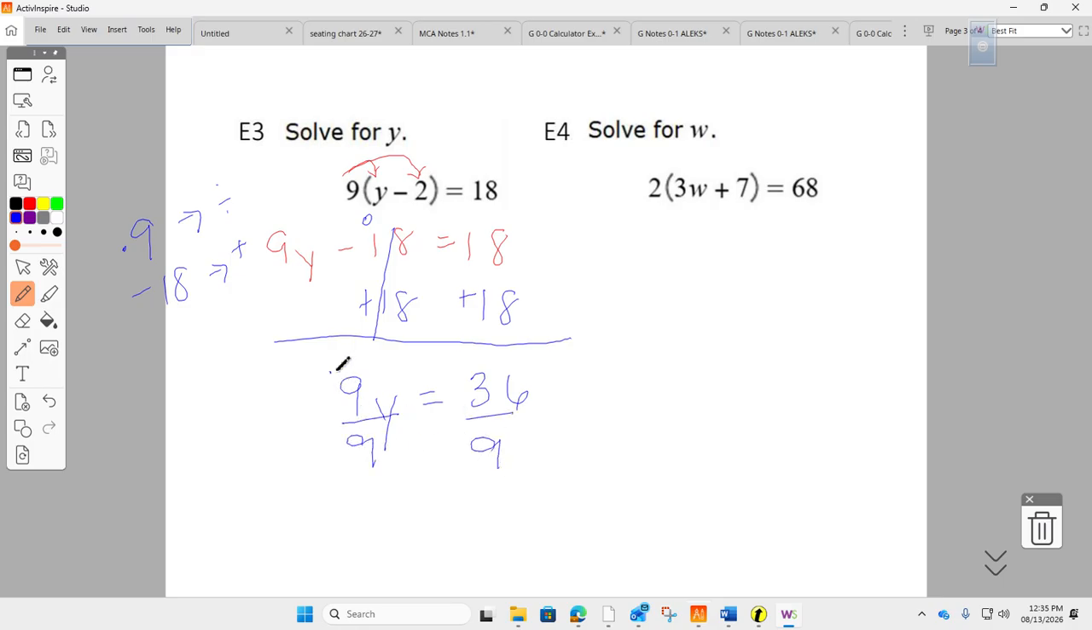9 over 9 simplifies to 1. So y equals 4. Any questions? Can you go ahead and distribute here and rewrite that step for me? I'm going to let y'all do that ahead of me, and then I'm going to do it. Let you check it. All I want you to do right now is distribute.